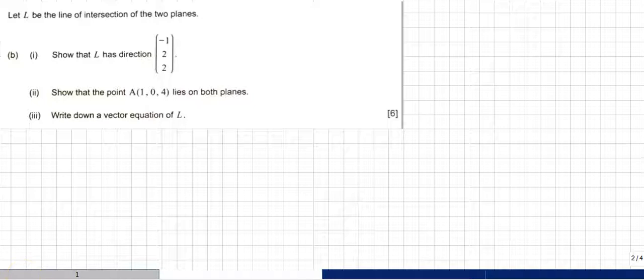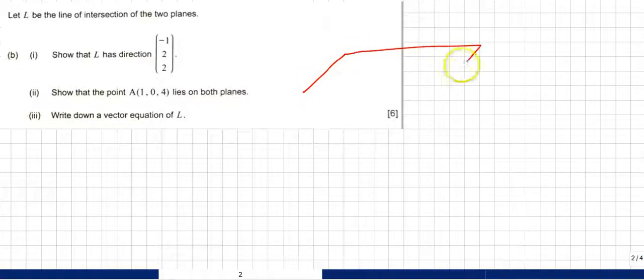All right, part B says we have a line L, which is the intersection of the two planes. So those two planes that were in part A, let's say there's one of the planes. And I'm not going to draw the other one, but there's the line of intersection. So the other plane comes down and slices through that line. And we're trying to find the direction vector of that line. Well, if you think about it, remember that the equation of a plane has a normal, and that normal is perpendicular to the plane. So there's the normal. So the normal would have to be perpendicular to that line of intersection.